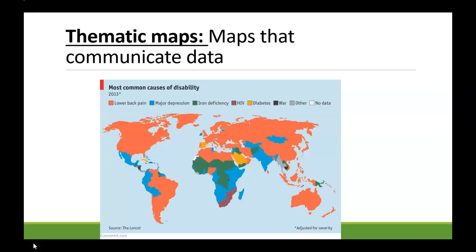Thematic maps are maps that communicate data. In this image, you're looking at most common causes of disability in different parts of the world. The colors are associated with those disabilities. Other examples of thematic maps could be physical maps, which we already talked about, climate maps, vegetation maps, population density maps, and economic activity maps.